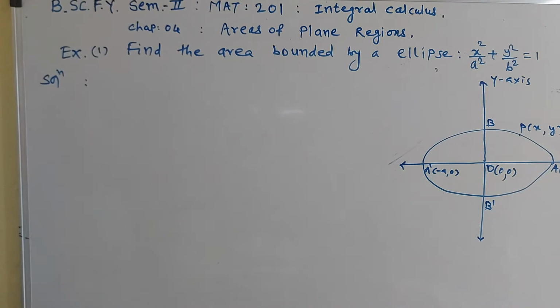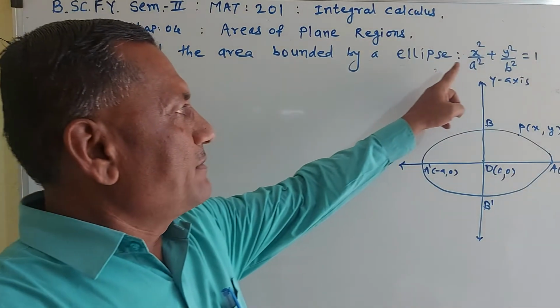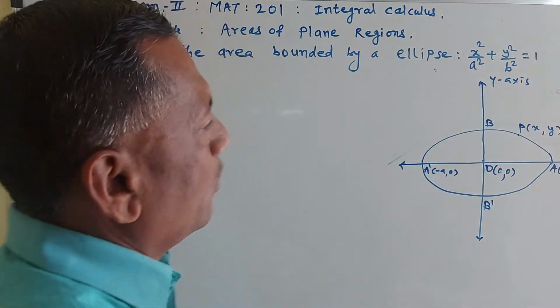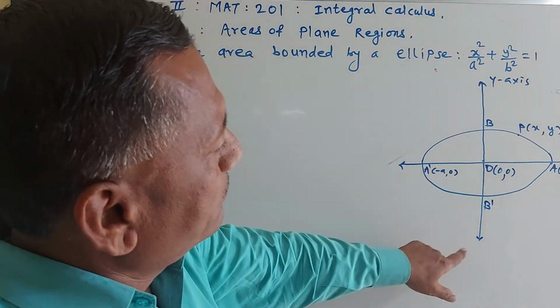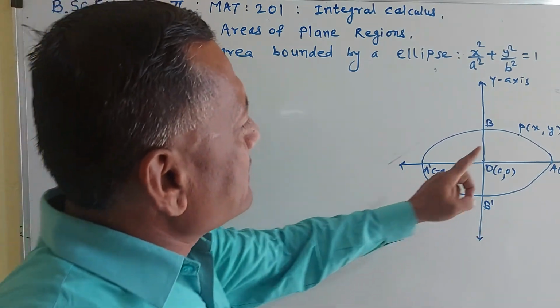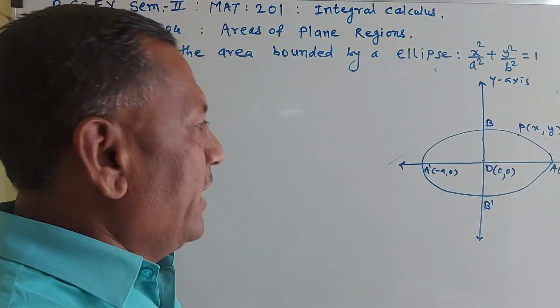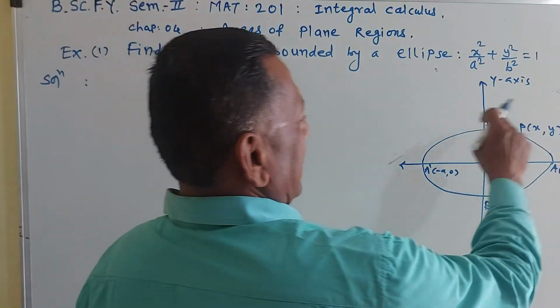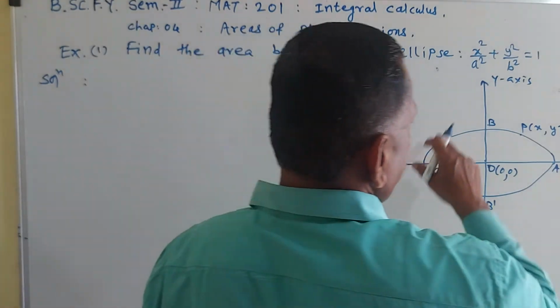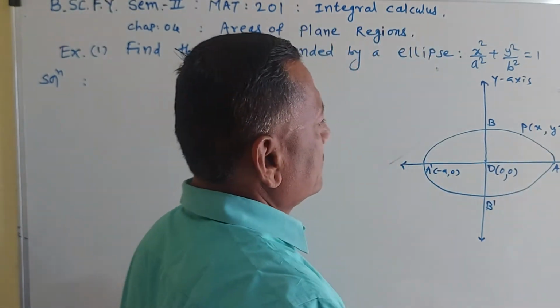Now we have to find the area bounded by the ellipse, x square upon a square plus y square upon b square is equal to 1. Now you observe here the x axis and y axis divide this ellipse into 4 equal parts. It means the ellipse is symmetrical about the x axis and it is also symmetrical about the y axis.